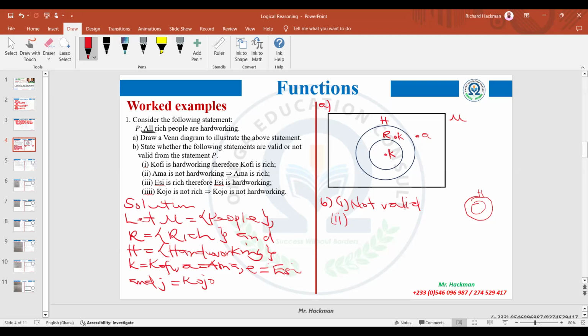If this statement is true, then it means all the A's here must also be in H, sorry, in R, which is representing rich. Is that clear? So this Amma is not hardworking and it's not rich. Am I right? Meanwhile, we said, if you are not hardworking, you should be rich. Meanwhile, what you have here, you are not hardworking, but you are not rich. So have you been able to counter?